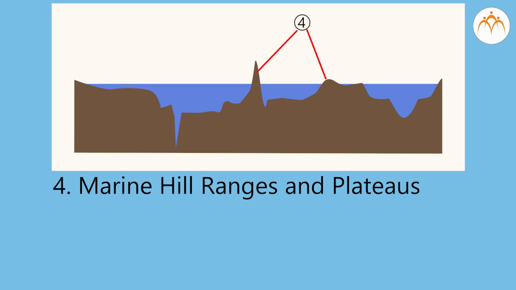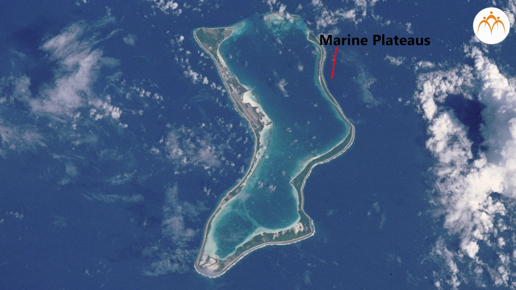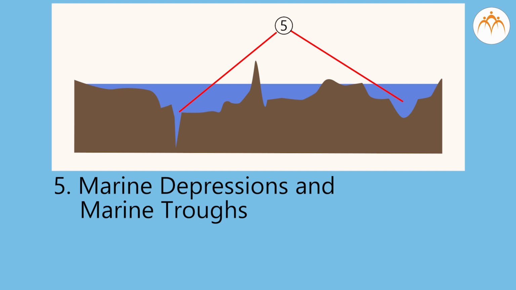These hill ranges are very wide and run thousands of kilometers in length. At some places, their heights are so big that they appear on the water surface. They are called marine islands. Then there are some plateaus which are wide and vast. They are called marine plateaus. For example, the Chagos Plateau in Indian Ocean.